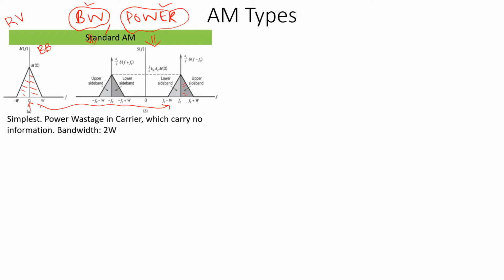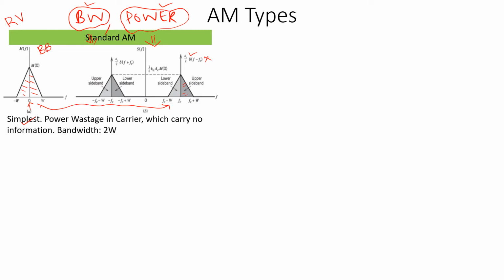That is nothing but what corresponds to the carrier. So what we should understand is, in standard AM, we are transmitting the carrier also along with the modulated signal. Maybe that is the reason this is the simplest. But what you have to keep in mind is this carrier as such does not carry any information. So whatever power we spend on the carrier is wasteful. That is one thing you have to keep in mind.